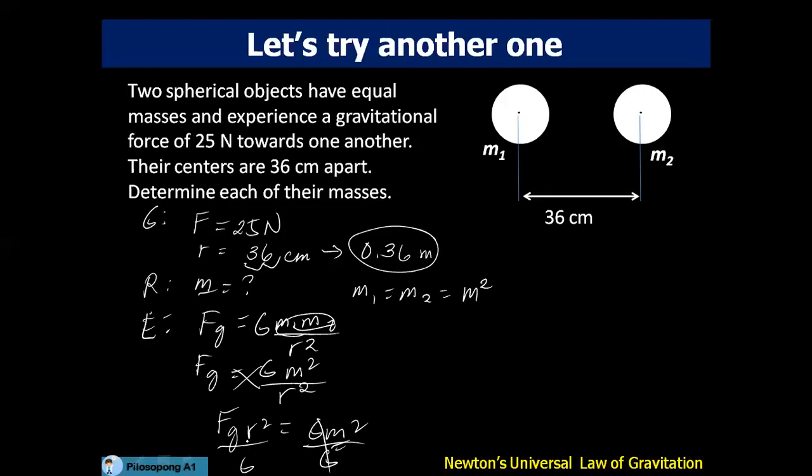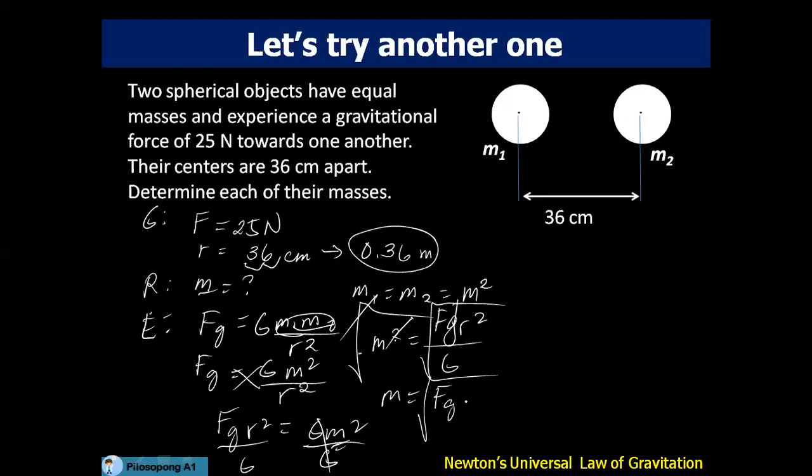To eliminate G on the right side, we'll have m squared is equal to Fg r squared over G. We need to eliminate the square, so we square root both sides. So we'll cancel this out, and we'll have this equation, the square root of Fg multiplied by r squared over G. This will be the equation that we will use in this problem.